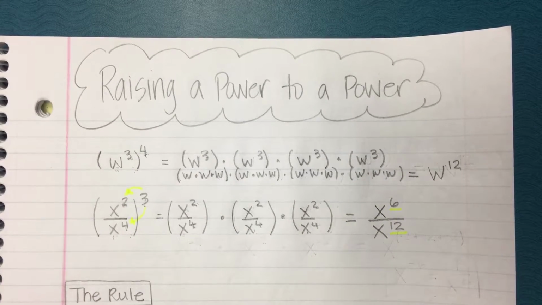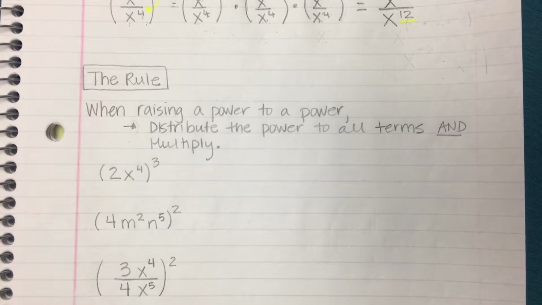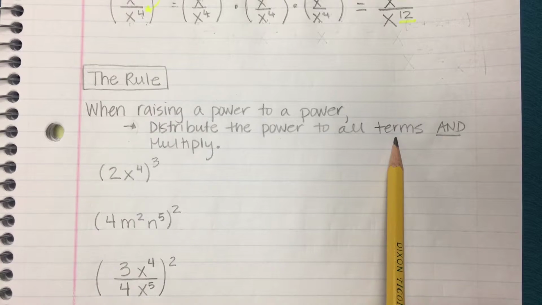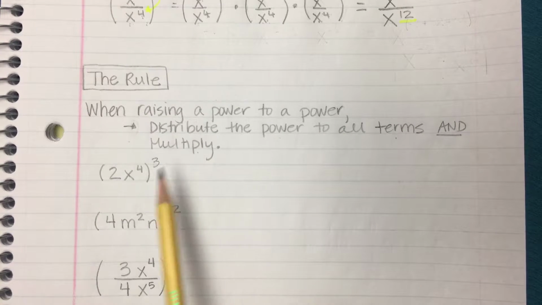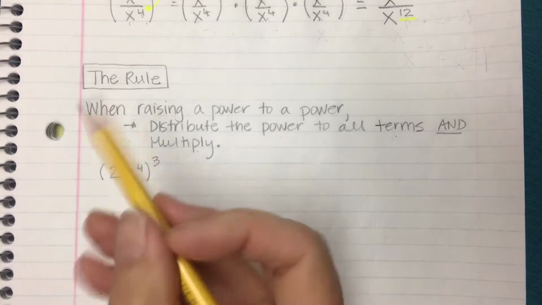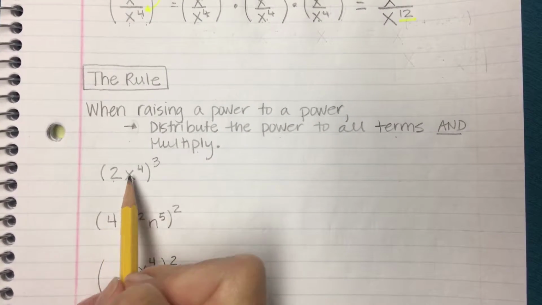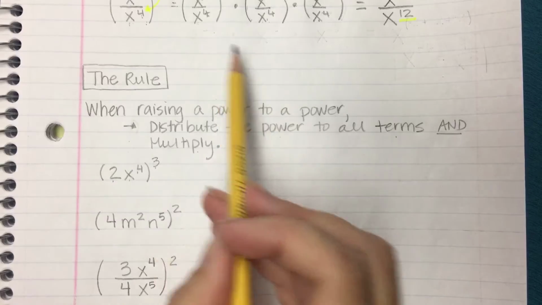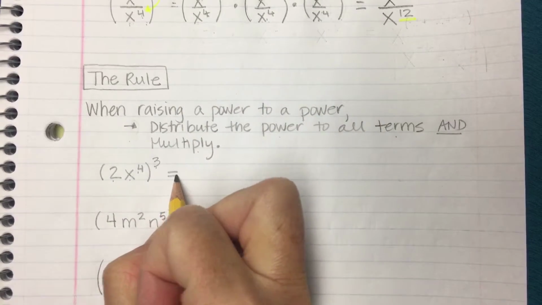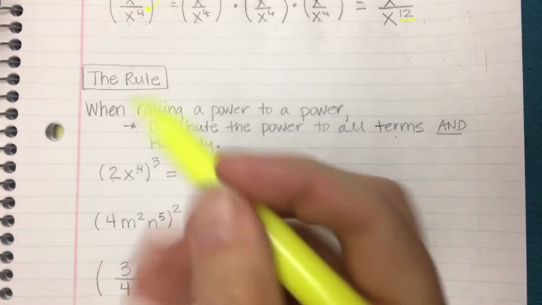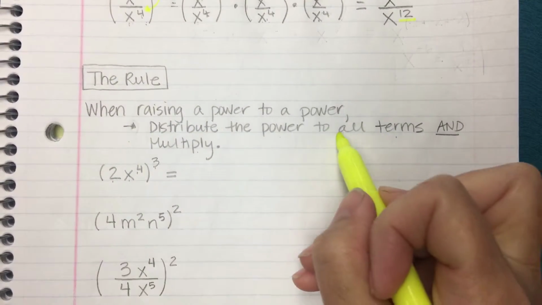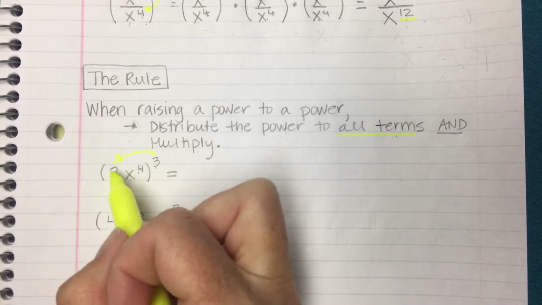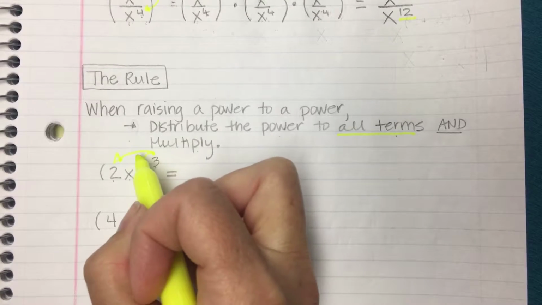So let's go ahead and check the rule. The rule says, when raising a power to a power, distribute the power to all terms and multiply. So let's practice this a few times. So let's take a look at our first one. We have 2 times x to the fourth, all raised to the third power. Now, I don't want to have to write out all of those parentheses. So what I'm going to do first is distribute that 3. To distribute that 3, remember it has to go to all terms in the problem. So I need to distribute the 3 to the 2, and I need to distribute the 3 to the 4.